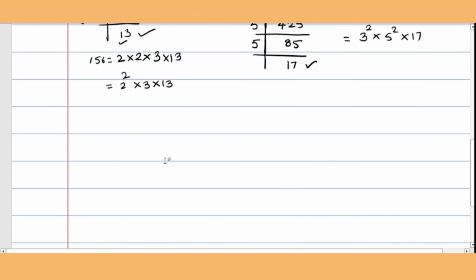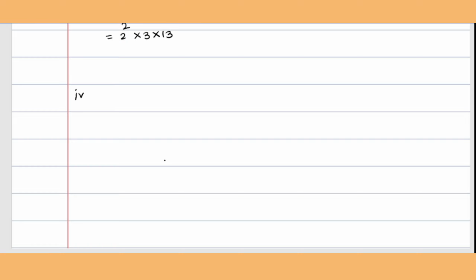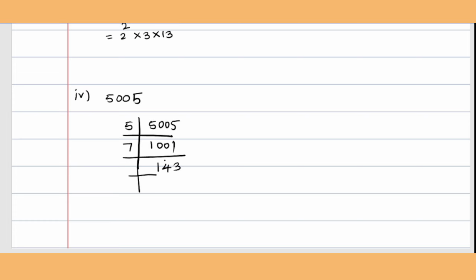Now we have the fourth number. When dividing 5005 by 5, we get 1001. Now we have 1001. Let's try dividing by 7. When dividing 1001 by 7, we get 143. Now we divide 143 by 11 because it's divisible by 11. When 143 is divided by 11, we get 13, which is a prime number. So the prime factorization of 5005 is 5 times 7 times 11 times 13. So we are done.